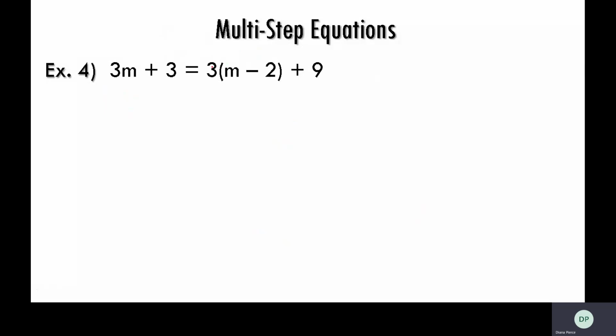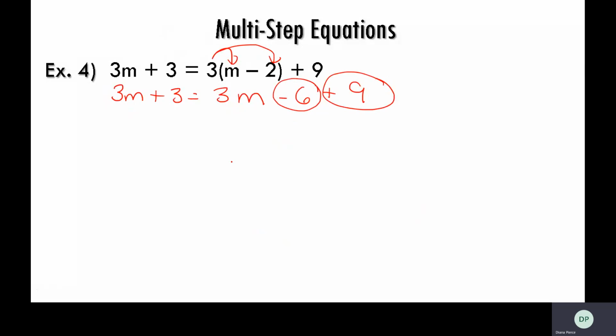Here is another example. So remember, distribute's always the first step. Copy down everything else. So 3m plus 3 equals 3m minus 6 plus 9 is what I would get when I distributed. Combining like terms. Well, on this right-hand side, I have a -6 with a positive 9 that would combine. So this is 3m plus 3 equals 3m, and -6 plus 9 is a plus 3.